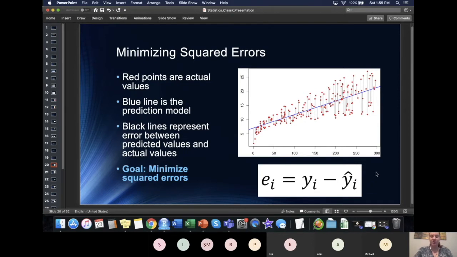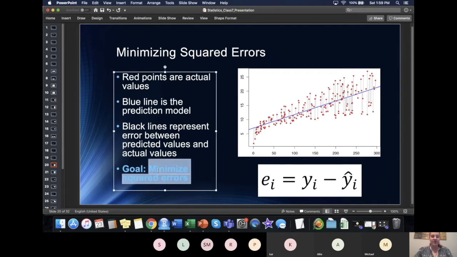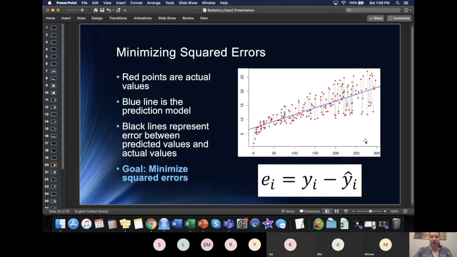In order to build a prediction model, we look at the squared error. This is the error formula. To build a linear model, the math finds the blue line that minimizes the squared error. So the goal is to minimize that squared error. Why do we want to square it? Because some values are going to be below the prediction line and some above. If we just looked at y_i minus y hat, we would have some above and some below, and that wouldn't give us much information about how the prediction line deviates from actual values.